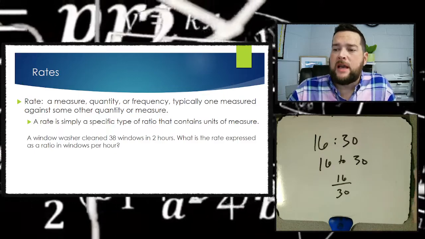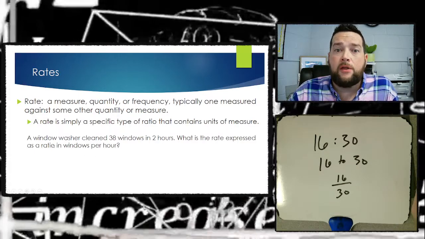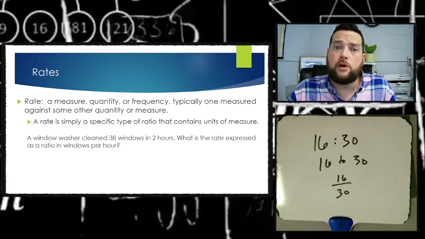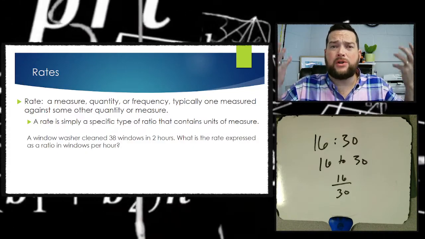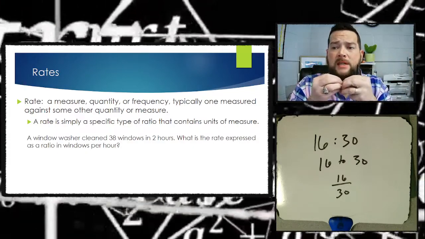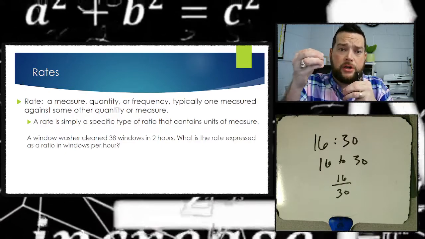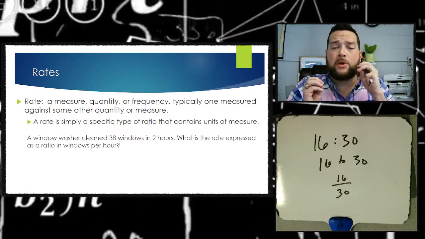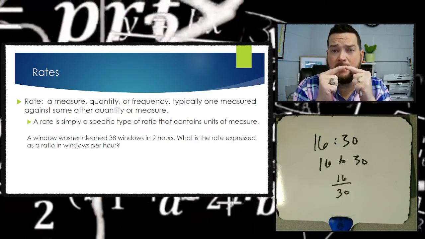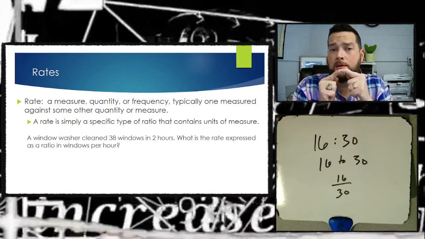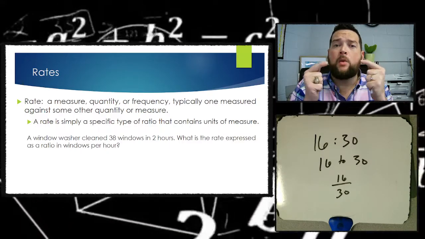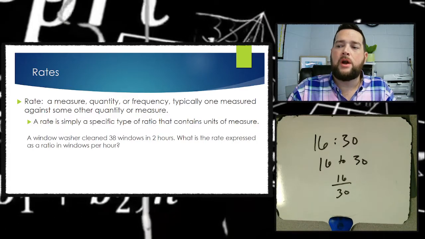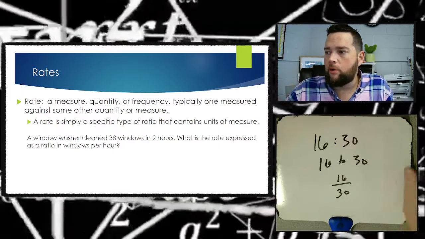Here's an example right here on the screen. A window washer cleaned 38 windows in 2 hours. You've got two numbers here being compared, and there's a connecting point. Windows and hours aren't really related, but when you bring them together in describing what this window washer can do at a special rate, now there's a connection point. There's a relationship between 38 windows and 2 hours. They're connected by this window washer, who can do 38 windows in 2 hours. We call this a rate because the 2 has a unit of measure attached to it, 2 hours. So this is a special kind of ratio called a rate.